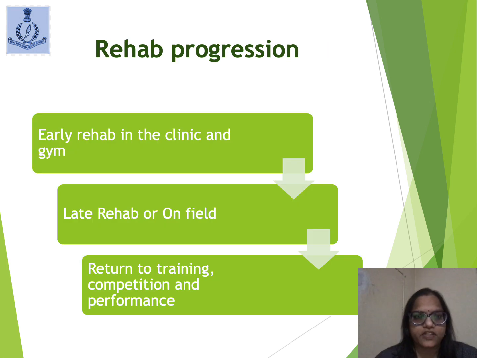Looking into the rehab progression, rehab can be planned and progressed in 3 stages, which includes early rehab in the clinic and gym, late rehab or on-field rehabilitation, and return to play, which again includes return to training, competition and performance. All the 3 stages can have multiple sub-stages with varying goals depending upon the injury, the functional components that need to be addressed, and of course the sport played.